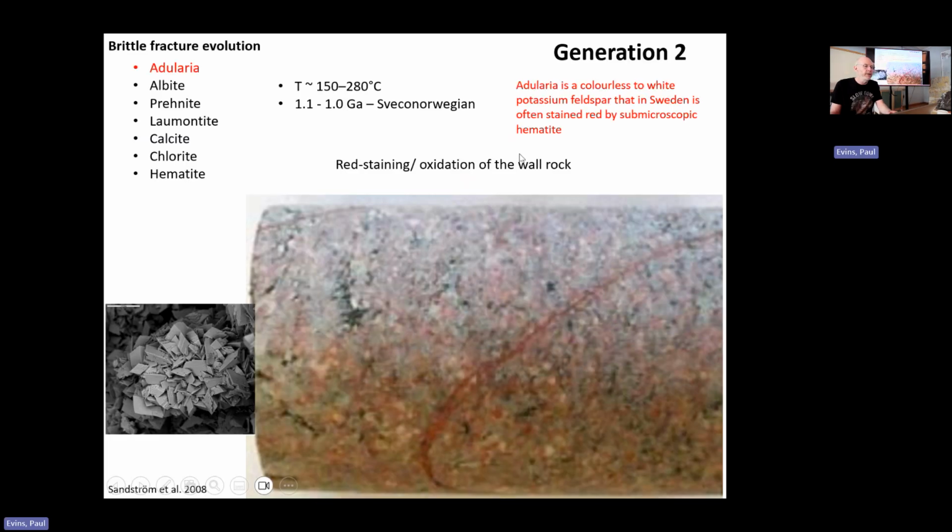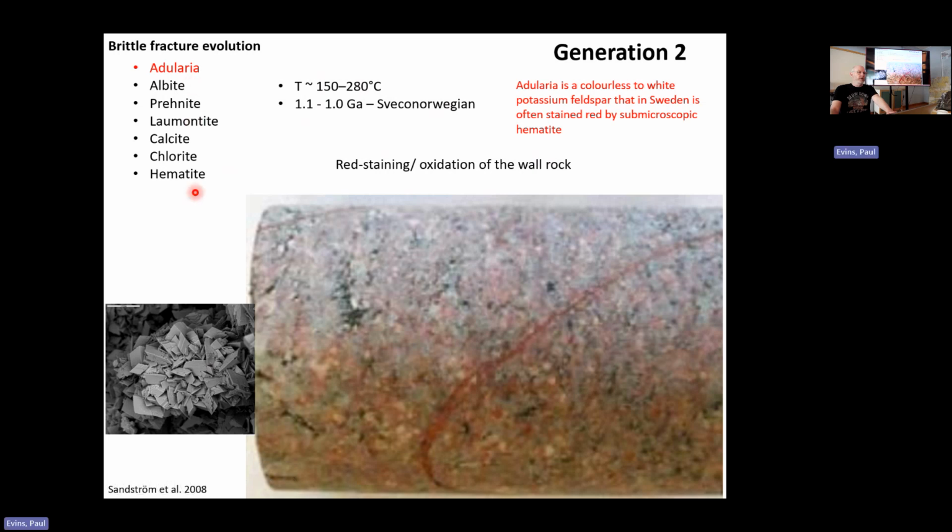In Stockholm, generation 2 fracture is quite commonly seen, where you form adularia, which is a special type of colorless to white K-feldspar. It's often stained red. It's often not colorless in Stockholm because it's altered. We have submicroscopic hematite in it, so you get this kind of red coloration instead. Here's what it looks like in an electron microscope. This forms at around 150 to 280 degrees Celsius, probably Sveconorwegian region.